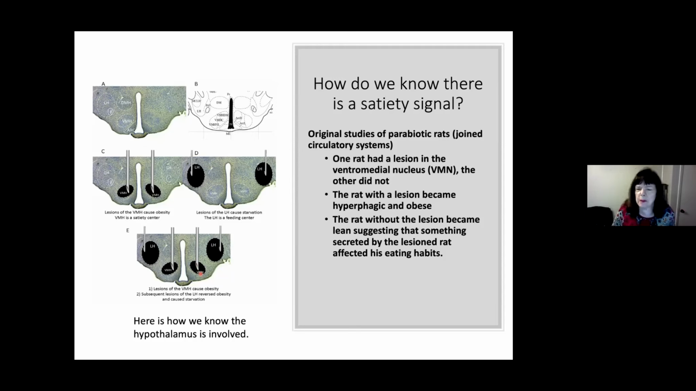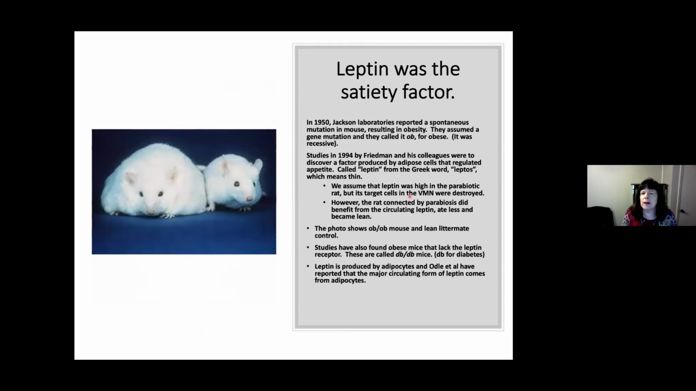So for many years, people have been looking for that something, and it wasn't until the mid-90s that this was actually defined. And they defined it as leptin. Now, the concept of leptin was known, as I just said, basically in 1950, Jackson Laboratories discovered this OB mouse. And basically, they knew there was something wrong, but they never really were able to define the gene until Friedman and his colleagues in 1994. And basically, they were able to discover this factor.